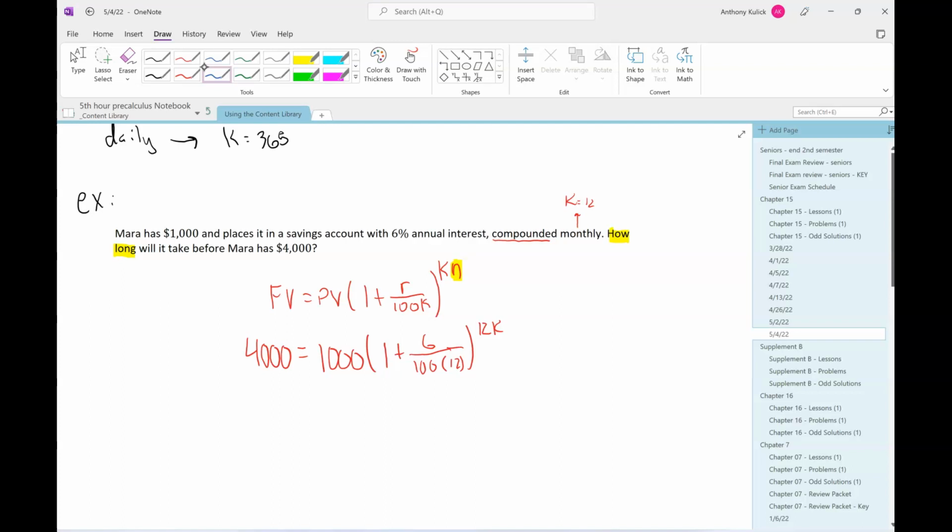I can't distribute the 1,000 through because the exponent needs to happen before multiplication. What could I do with the 1,000 though? Is the 1,000 being added? So I wouldn't want to subtract it. The 1,000 is being multiplied, so I'd want to divide it. Yes.